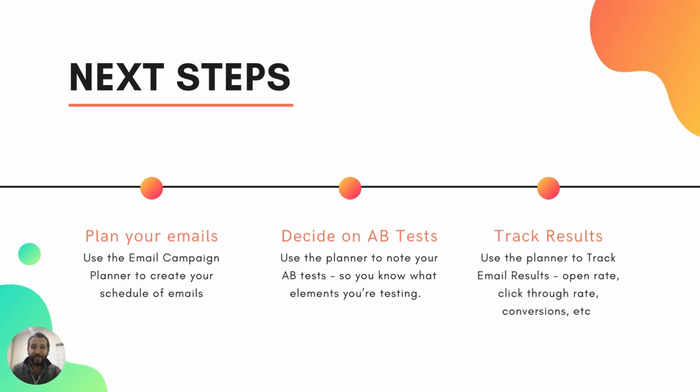Okay, where to from here? Well, your next steps are as follows. Number one, use the email campaign planner to create your schedule of emails, including topic, subject lines, and so on. And you're going to see there's some space for you to do that. Two, use the planner to note down your A/B tests, right? So you know which elements you're testing in any given email campaign. And three, use the planner to track your email results, right? Things like open rate, click-through rate, conversions, etc. So you have the data you need to continually optimize your campaigns and boost your sales.